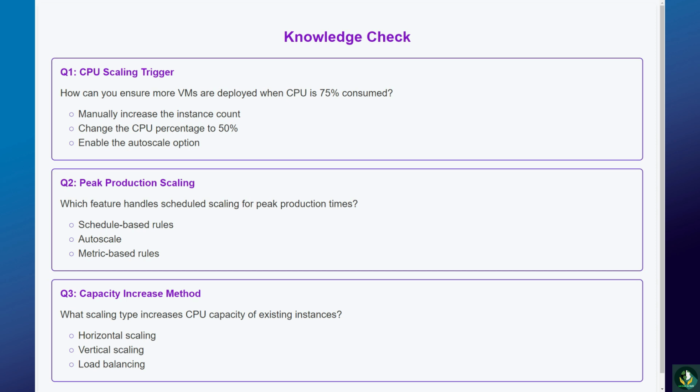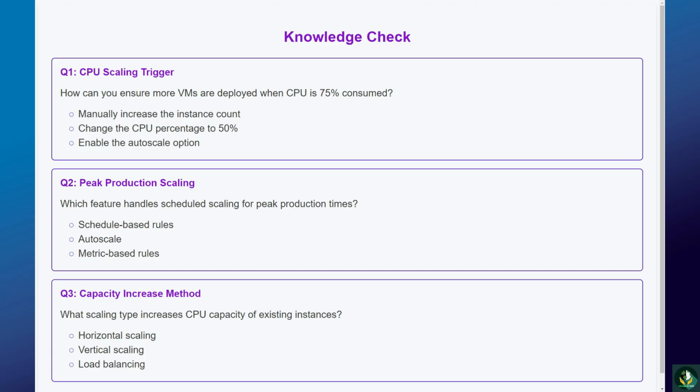They can be configured for both scale-out and scale-in operations. They're perfect for known business cycles. This is better than the alternatives because regular autoscale might not anticipate the predictable peaks. Metric-based rules respond to current conditions rather than planning for known patterns.